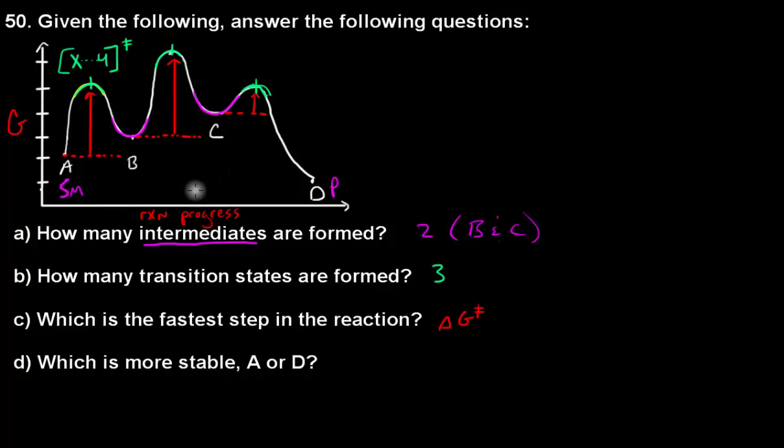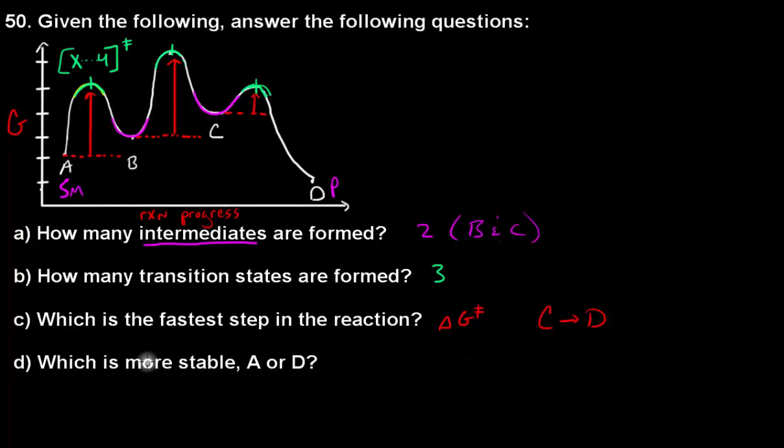Okay, so the fastest step is going to be the step that has the smallest delta G double dagger, and it looks intuitive at this point now that we've drawn these horizontal lines from starting material to transition state to product or intermediate, that this step going from C to D is going to be the fastest step in the reaction, where we have a really, really small delta G double dagger. Okay, so the fastest step is going to be going from C to D.